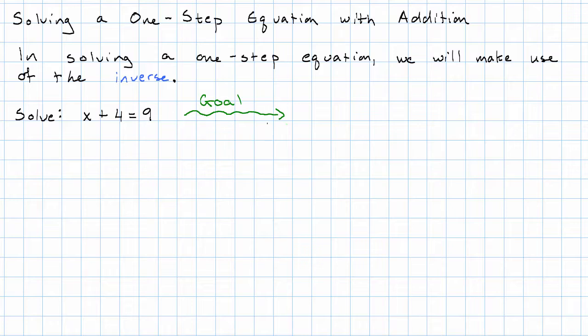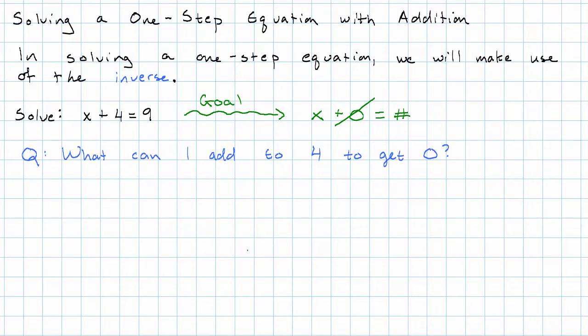the way that we want to make that happen is to get an equation in the form x plus 0 equals a number. Because 0 is the additive identity, we'll then be able to just forget about the 0. So the question we're going to ask ourselves is, what can I add to 4 in order to get 0? We will answer that question by saying, its additive inverse, of course. That's always what we can add in order to get 0. So we take our equation and we add negative 4 to both sides.